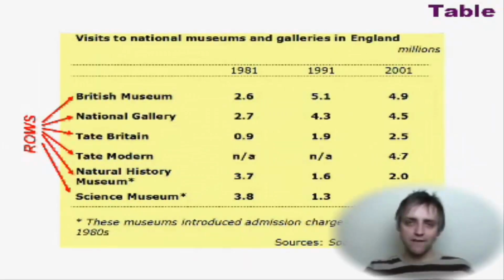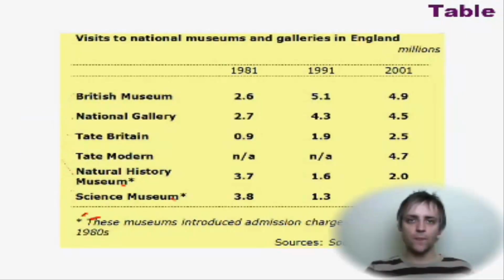Now, on the left-hand side, you've got the rows, and the rows will tell you which museum the data is referring to, in which year. So we've got 6 museums and galleries here. And if you look at the last 2 museums, the Natural History Museum and the Science Museum, there is a little asterisk beside it which directs your attention to the footnote. And the footnote explains a little bit more about those museums and galleries.